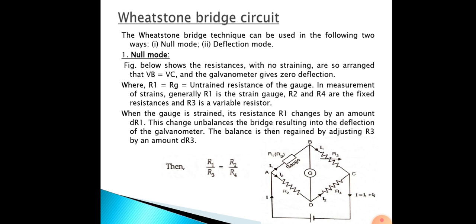So what will happen whenever the gauge is changed? R1 changes by an amount dR1. Then this results in the unbalance. Due to that, the galvanometer will show the deflection. When you want to balance it, we can balance it by using the variable resistor, R3. Like this, the Wheatstone bridge will work.